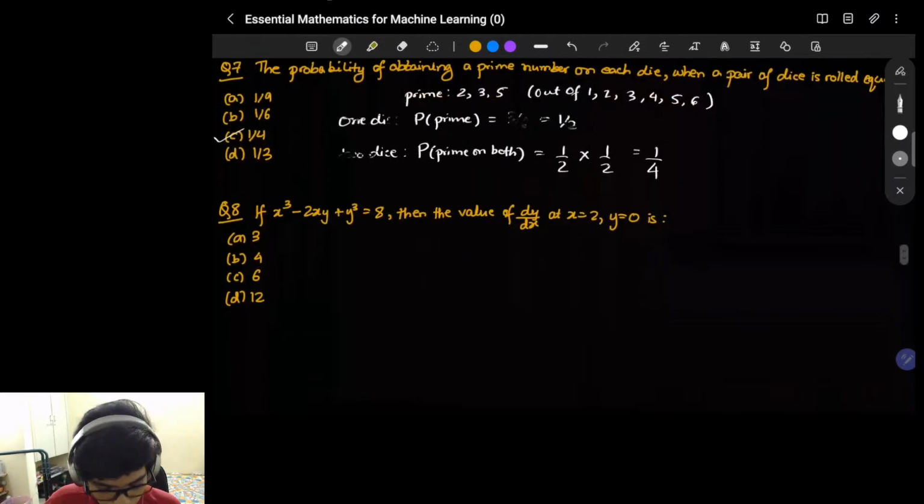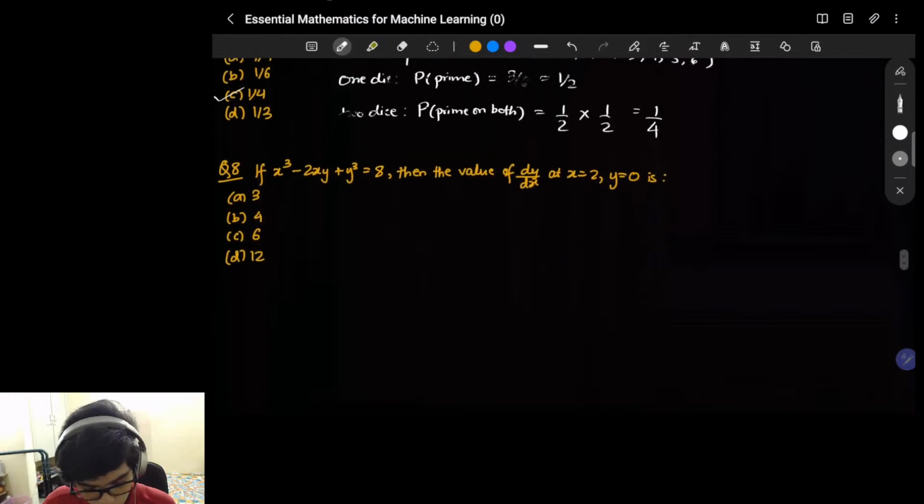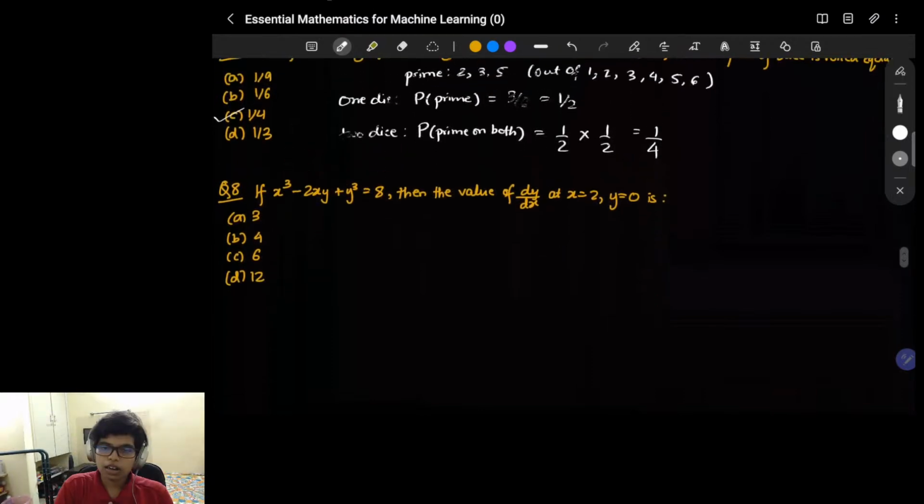Now we have a question on differentials. No, because this is a question in which on both of them we want. So on the first die as well as on the second die, both of them need to be prime. Had it been something like either on this or on that, then you will need to do something different. But right now, on both of them we want the prime number, on the first one as well as on the second one.